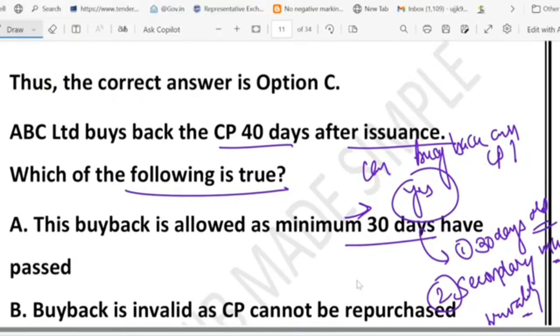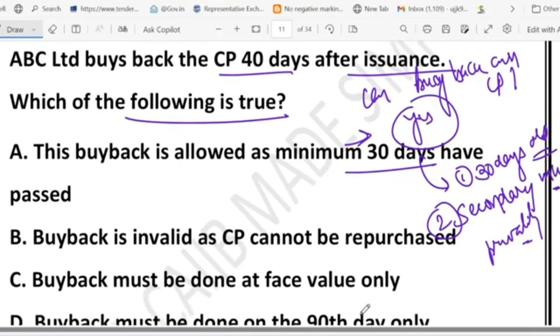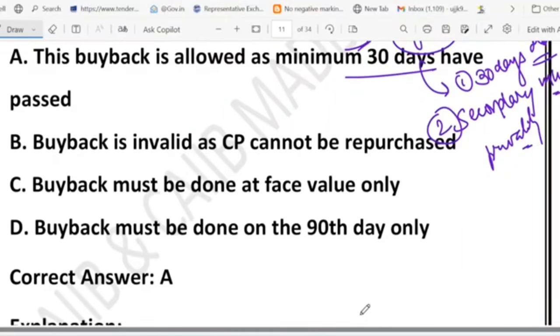Now, as per the RBI rule, you must remember that buyback of CP is allowed through the secondary market only. First point, it must be done after 30 days from the issue date. And it is always done at the market price, not necessarily at the face value. Now, in this case, what we are observing is that CP was issued for 90 days, right?